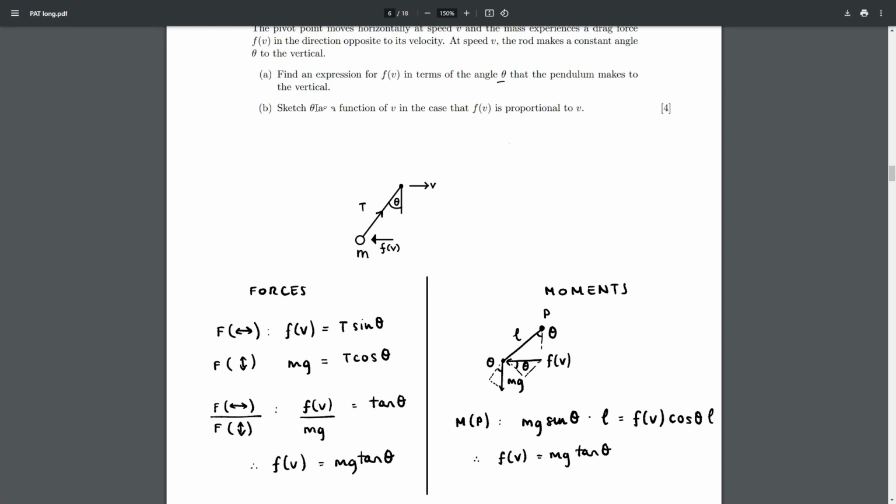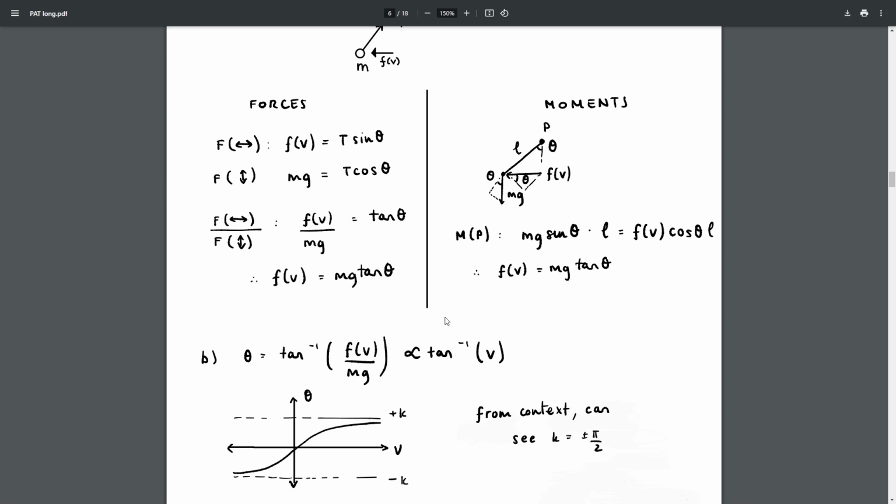So part B, we're sketching theta as a function of v in the case that f of v is proportional to v. So if f of v is proportional to v, it's just kv. And we know from this equation that theta is going to be inverse tan of f of v over mg, which will just be some constant times v.